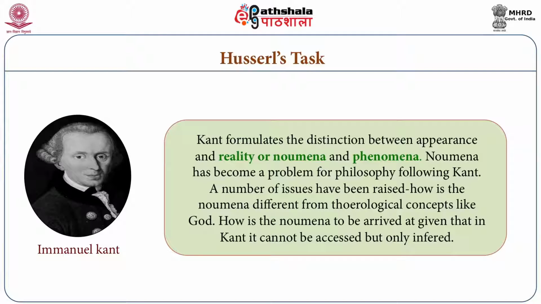Kant came up with the distinction between appearance and reality, or the technical phrase for this, noumena and phenomena. The noumena and phenomena distinction became such a serious problem for subsequent thinkers. They asked how noumena is different from theological concepts like God. If noumena is there, how do we access it? And in Kant, as you know, you can't access noumena. Noumena is something you can only infer. All that you have is appearance.